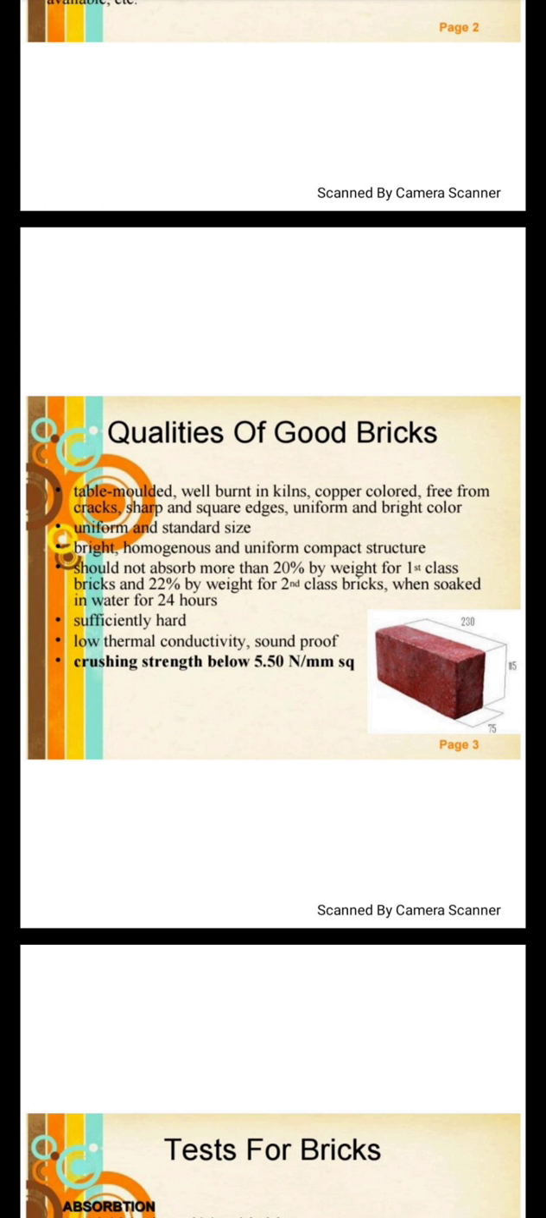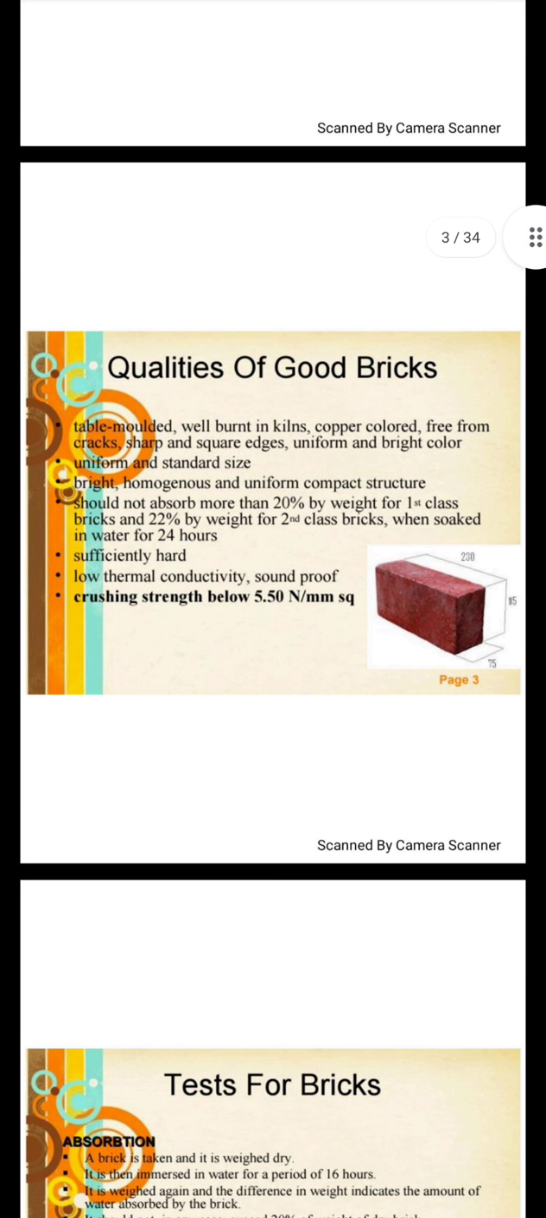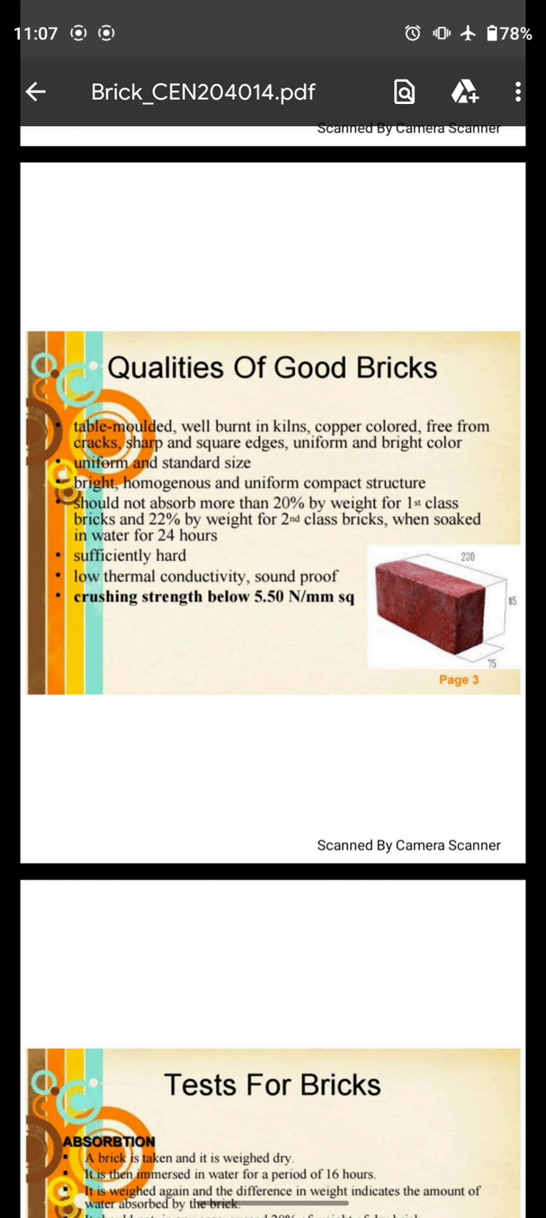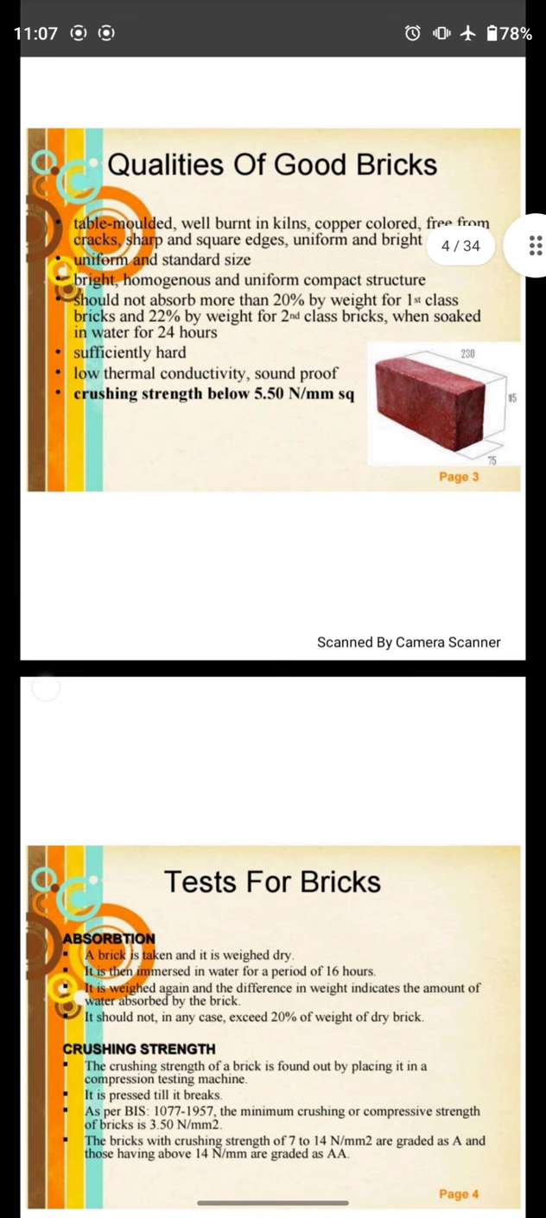The fourth point is that it should not absorb more than 20% by weight for first class brick and 22% by weight for second class brick when soaked in water for 24 hours. This is the main point by which we consider a brick as first class or second class. The fifth point is sufficient hardness. The sixth point is low thermal conductivity, soundproof, crushing strength below 5.50 Newton per millimeter square. This should also be considered as good quality of brick.